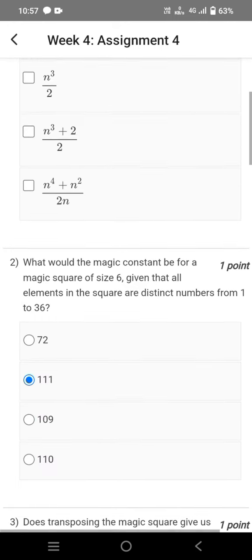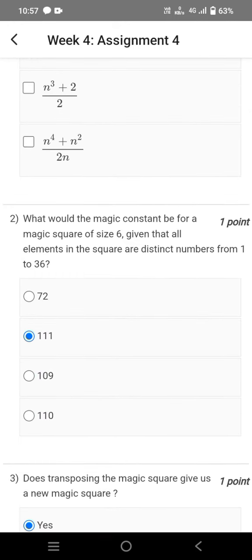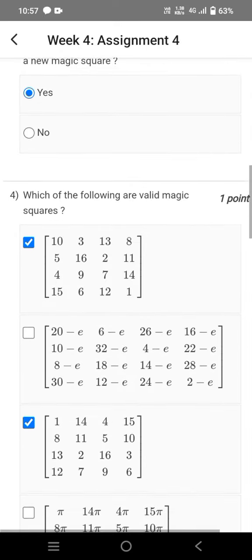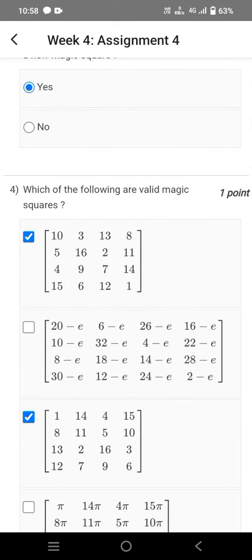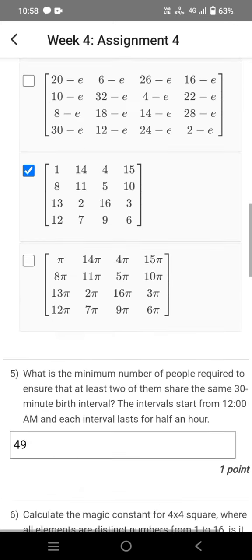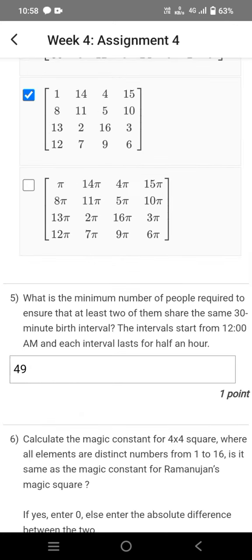Question second, the correct answer will be option B, that is 111. Question third, the correct answer will be option A, that is yes. Question fourth, the correct answer will be option A and option C. Question fifth, the correct answer will be 49.